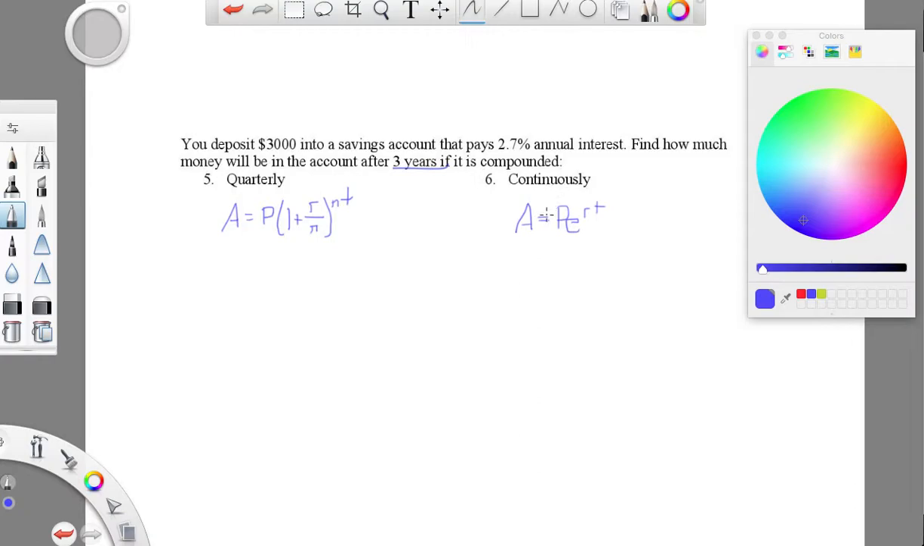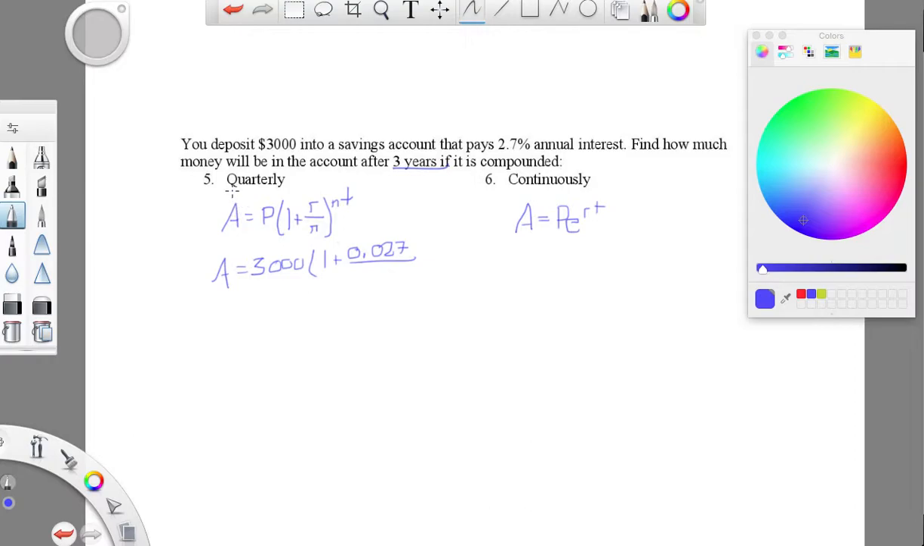Because continuously means an infinite amount of compoundings, n can't be anything, so there is no n in that formula. But everything else stays the same, so we get A is equal to 3,000 times 1 plus, if this is 2.7% annual interest, I'm going to have 0.027. Remember, we put this in decimal, so we divide this by 100.